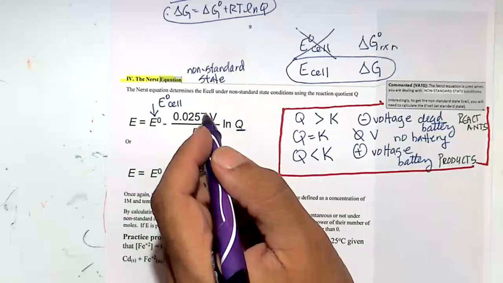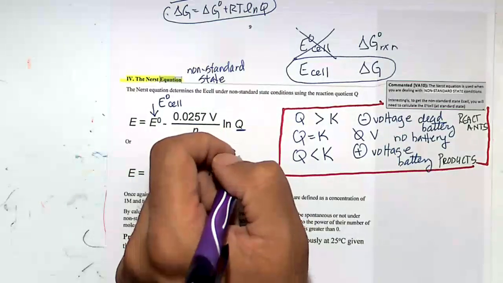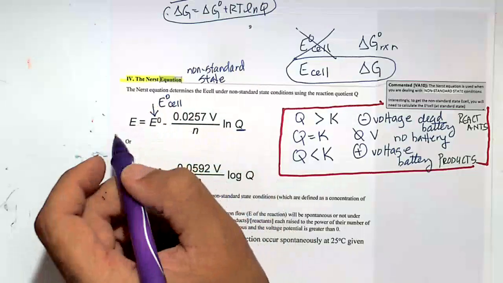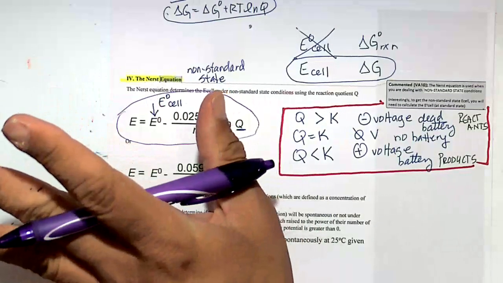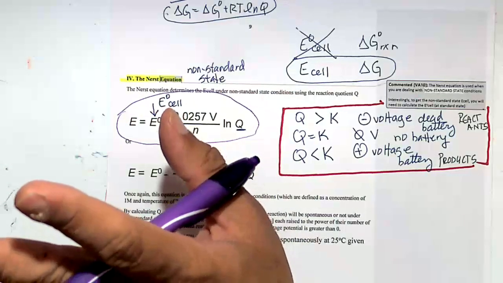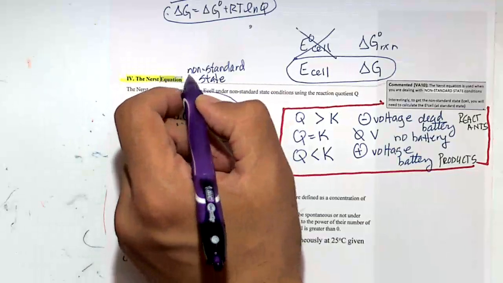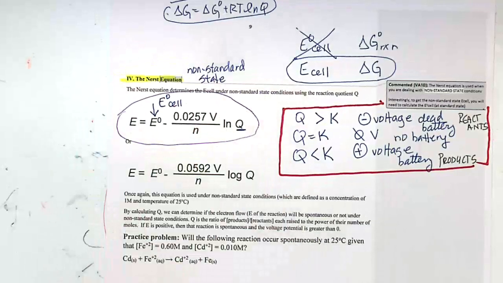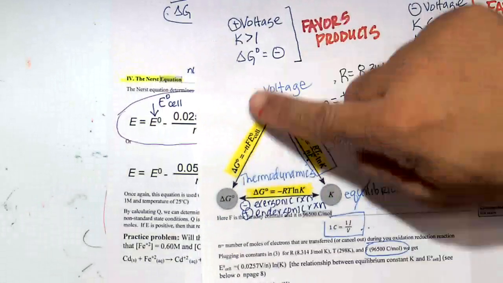All right, Nernst equation, non-standard state. I'll give you these equations. There's a natural log form and a log form. I'll probably give you this version on the test, so don't memorize it. You just need to know how to plug and play with it. What are we looking at here? Non-standard state. The previous equations are all standard state.